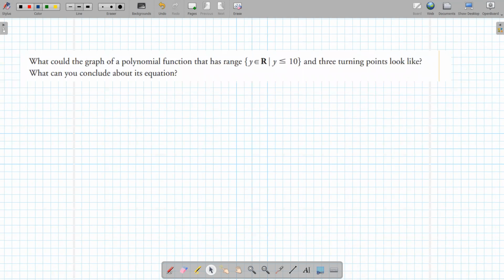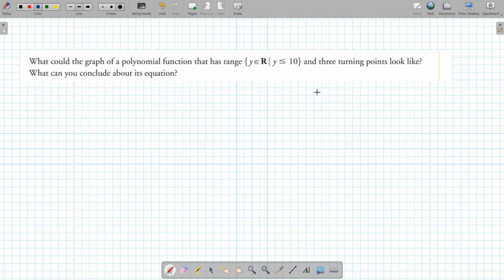All right, check this out. What could the graph of a polynomial function look like that has a range of this? Now, what does this mean? The y in R doesn't mean much. It just means y is a real number. You can't throw complex numbers in it, which is a completely different topic. Don't even worry about it. But the other part is important, where it says y is less than or equal to 10, okay?